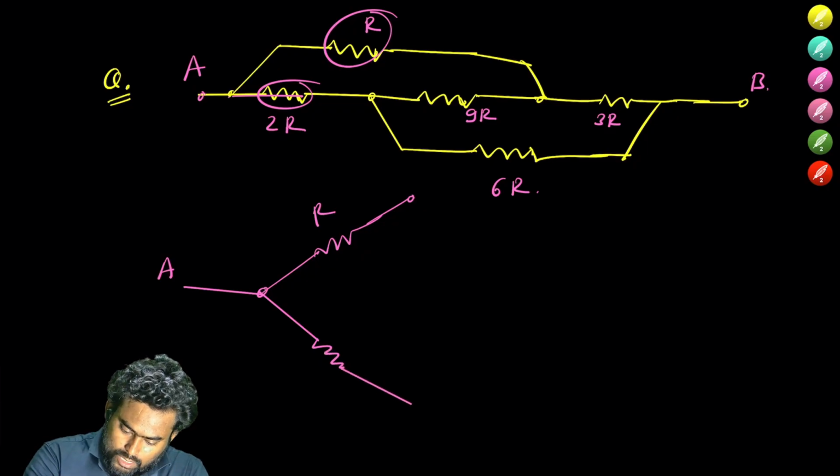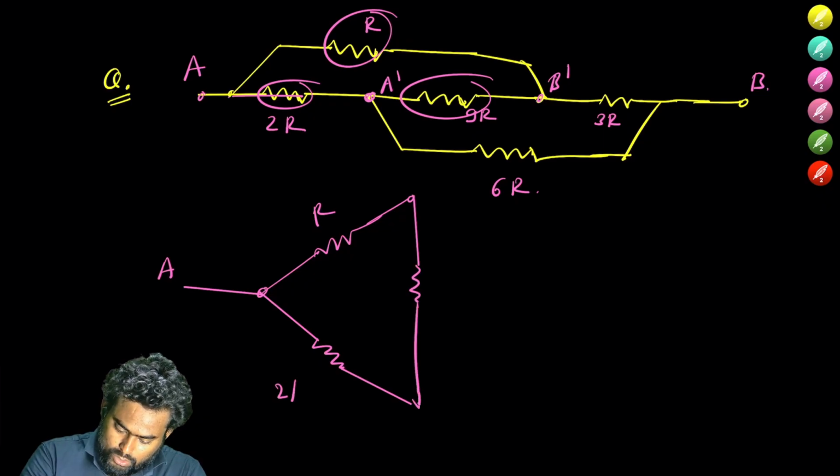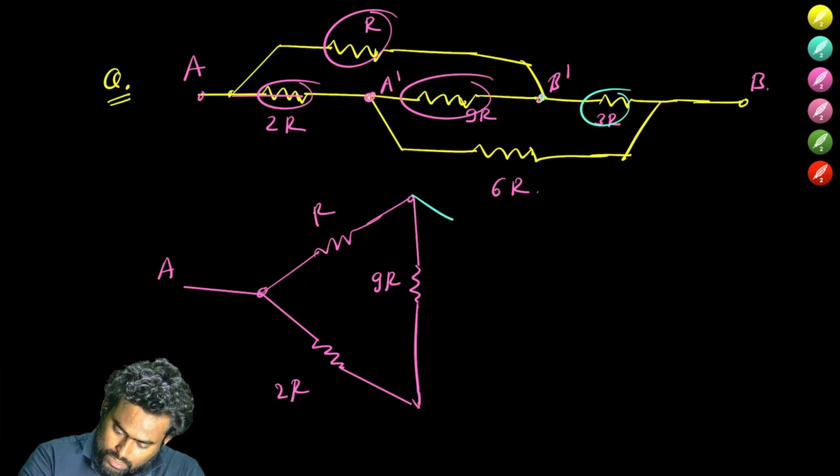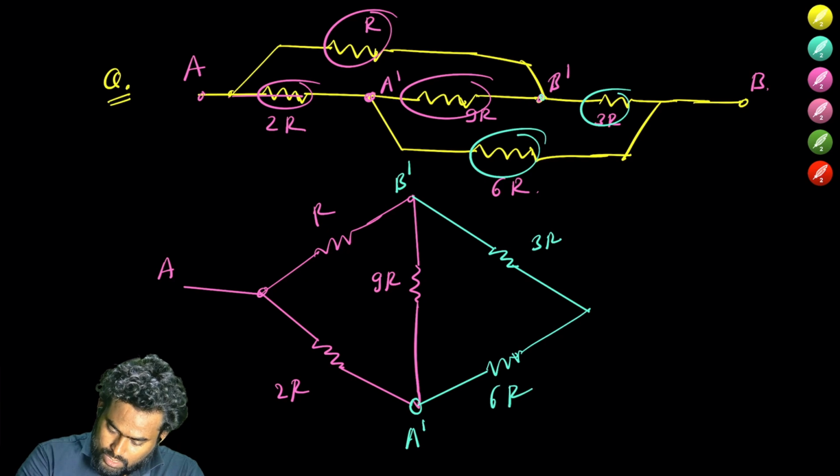See, this point is going to A dash, this point will go to B dash. So between A dash and B dash we have 9R. Between these two branches, this was actually 2R, and in this one we have 9R. Now from B dash we have 3R, and from A dash we have 6R. So from this point, this is A dash, this is B dash, we have how much? 6R.